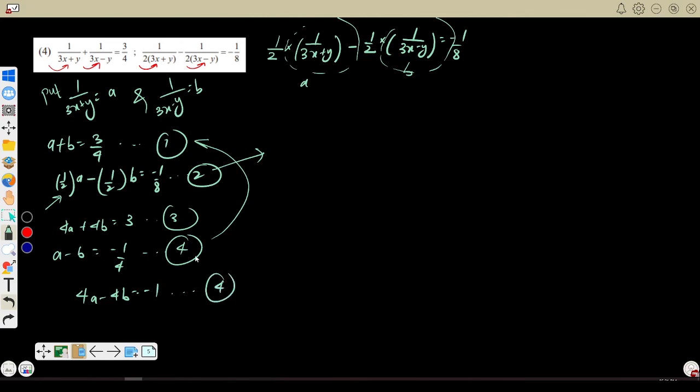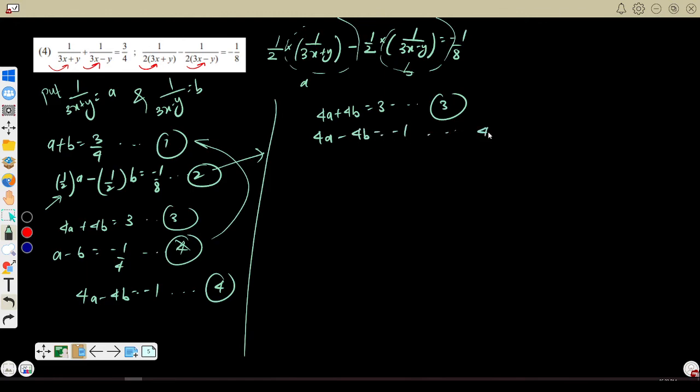Let this be your equation number 4, not this. So to solve, I will copy the equations. Equation 3 was 4a plus 4b is equal to 3. This was equation number 3, and the last equation is 4a minus 4b is equal to minus 1. This was equation number 4.